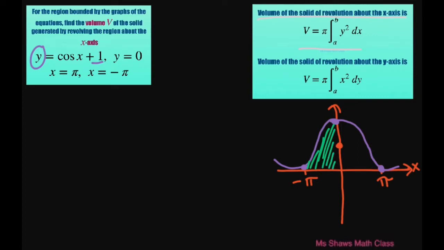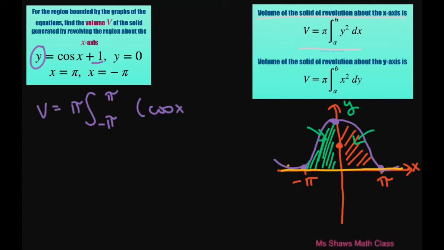So we're going to do this shaded region here. We also have y equals 0. That's this line here. These two sides are equal. It doesn't look like they're equal, but they're equal, because it's symmetric to the y-axis. All right, so basically just using our formula, we're going to get our volume equals pi, and we're going from negative pi to pi. Then you take your y, which is cosine of x plus 1 squared dx.